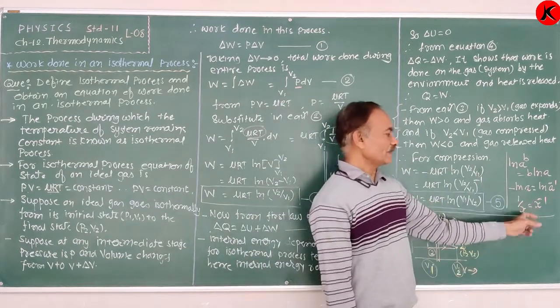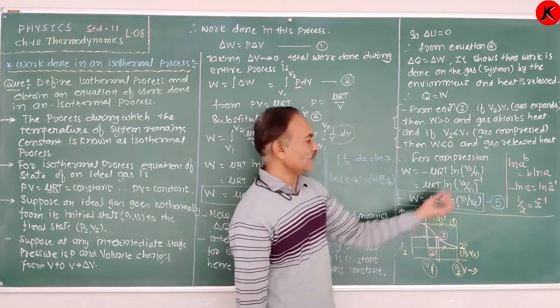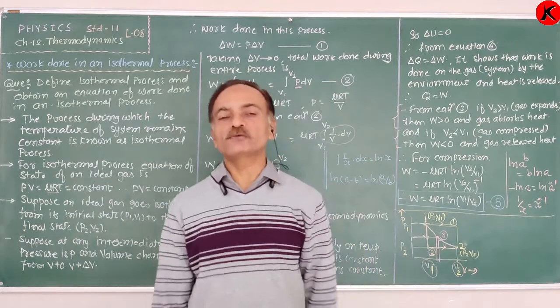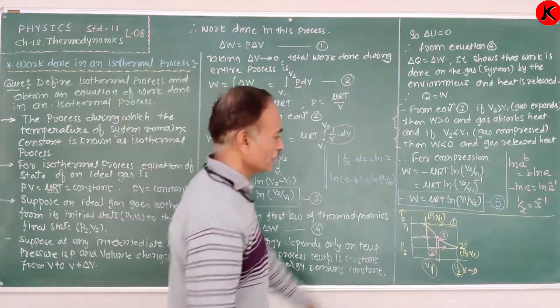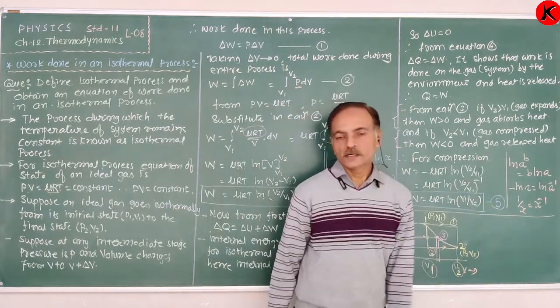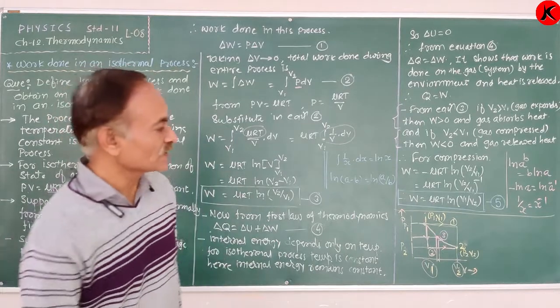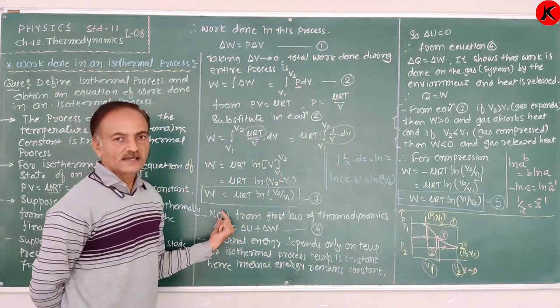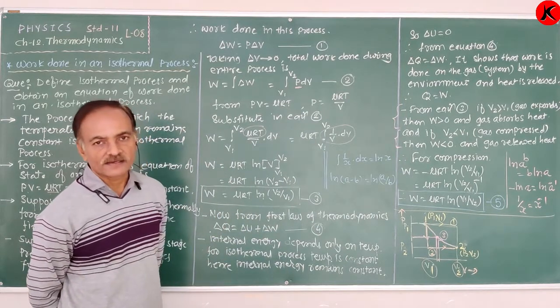Now we also know that 1 upon x is equal to x to the power minus 1. So using this concept, V2 upon V1 to the power minus 1 is equal to 1 upon V2 upon V1, that is V1 upon V2. So that is the work done during the isothermal process when the system is compressed, and that is the work done for the isothermal process when the system expands.